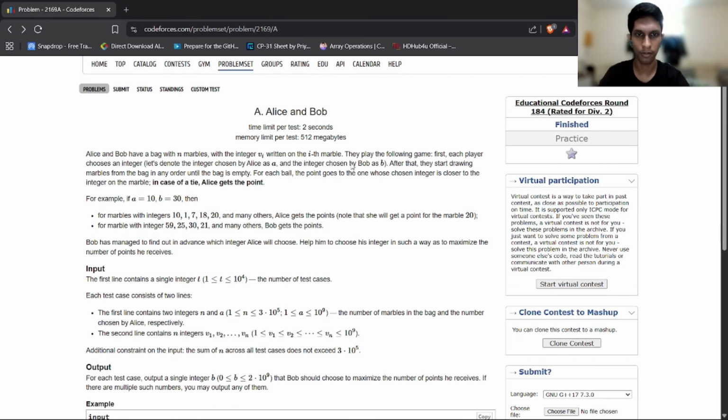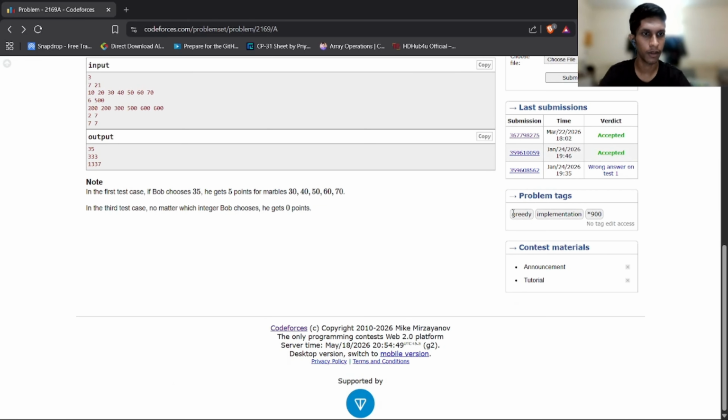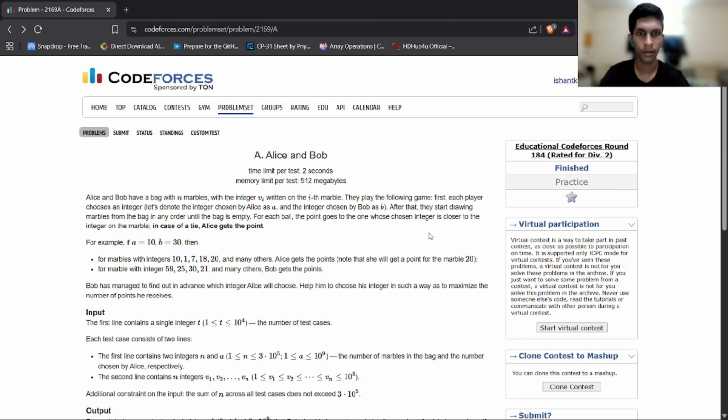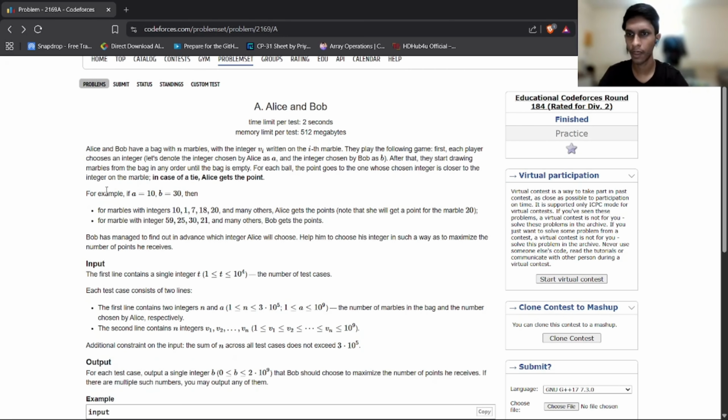Today we are going to solve another problem, which is Alice and Bob. It is a greedy implementation problem. It is currently 900 rated on Codeforces. So, let's read the problem.